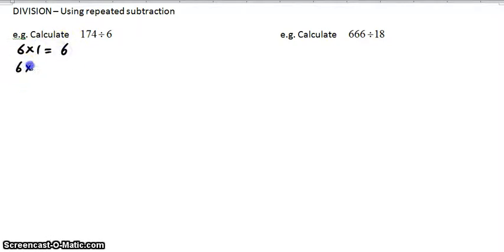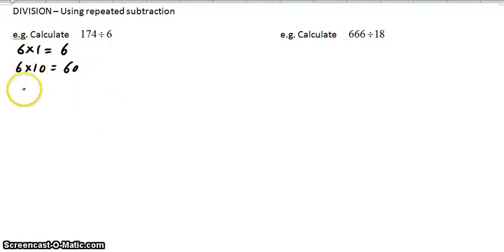6 times 10 is 60, 6 times 100 is 600, but we don't need that because our number is less than 600. Okay, but it's based upon, do we know how to multiply by 1? Yes. Do we know how to multiply by 10? Yes. Can we multiply by 100? Yes, and so on. So these are the things that we're looking at.